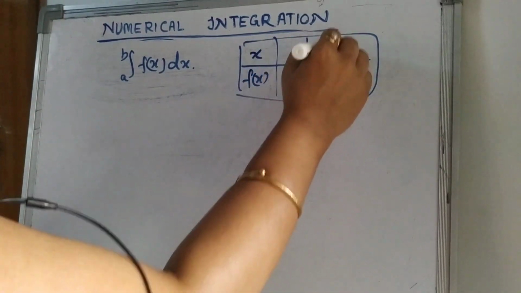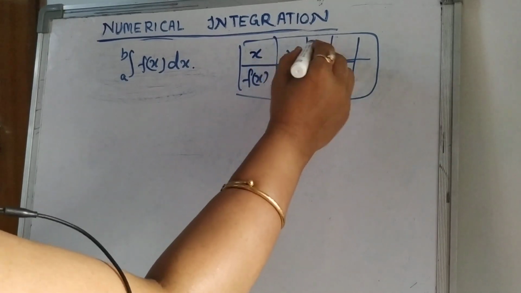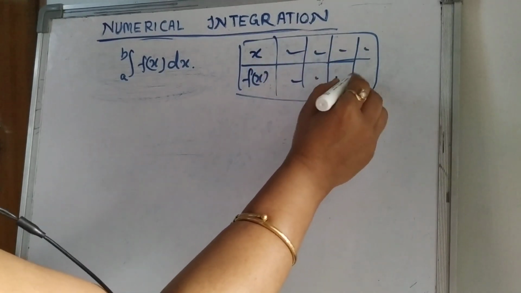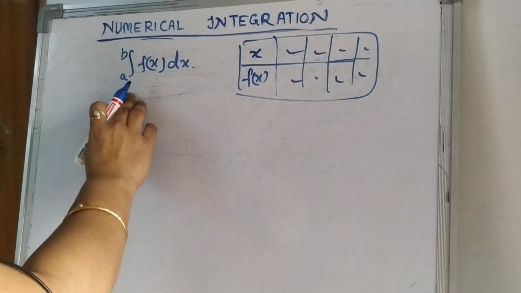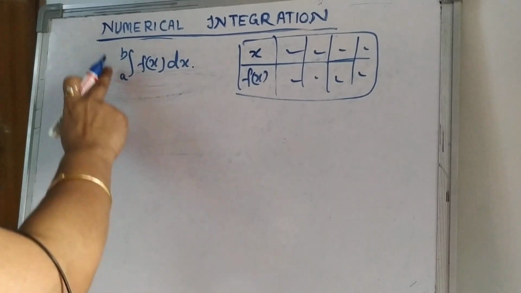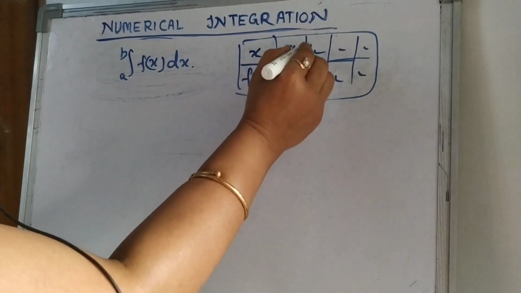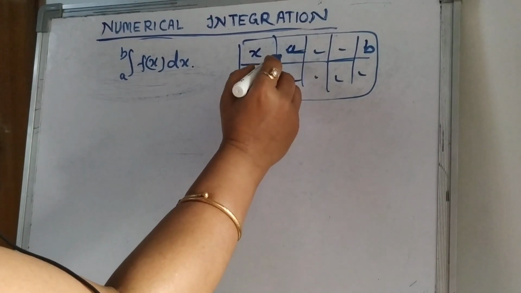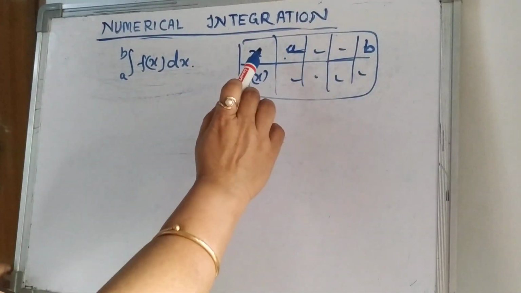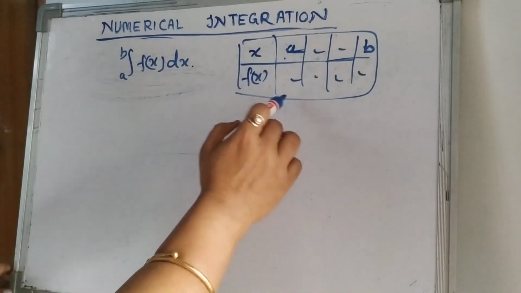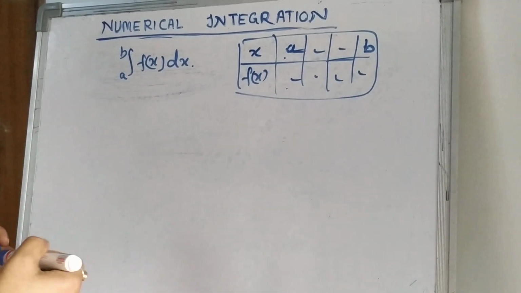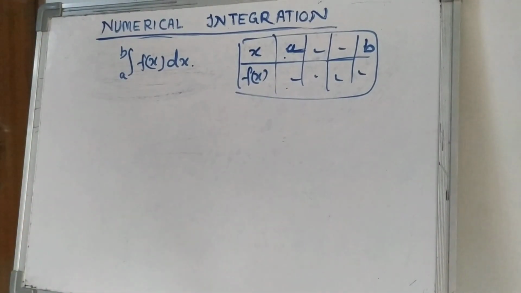These values are given to you. Utilizing this table, you need to find this integration. Here the limit is a to b, so this value will be a, the lower limit, and this is your b, the upper limit. Within this range the values of the function are given to you. Now with the help of numerical integration you can find the integral.